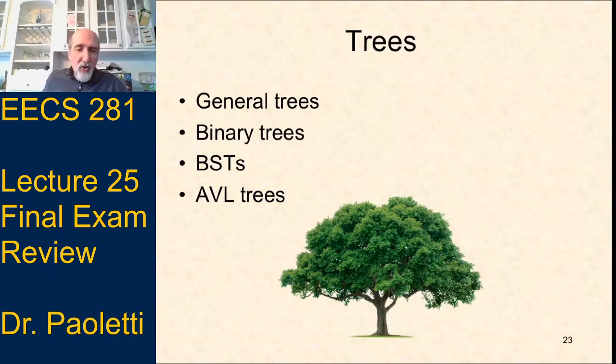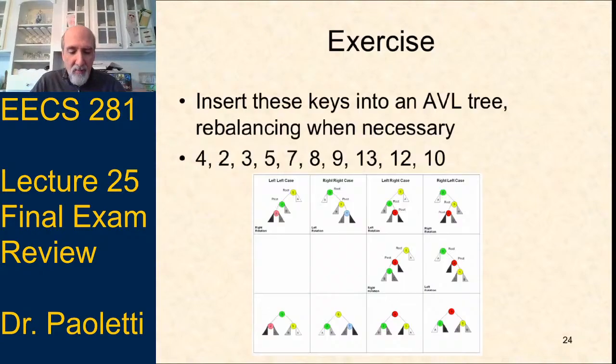So we talked about trees in general, binary trees where we're limited to the number of children of each node is 2, binary search trees where we put a rule about look left for small values, look right for bigger values, and then AVL trees which are forced to be balanced at all times. Now we gave an example here which we can do a little bit of it together.